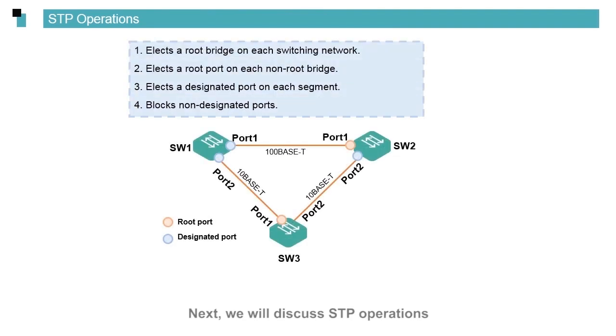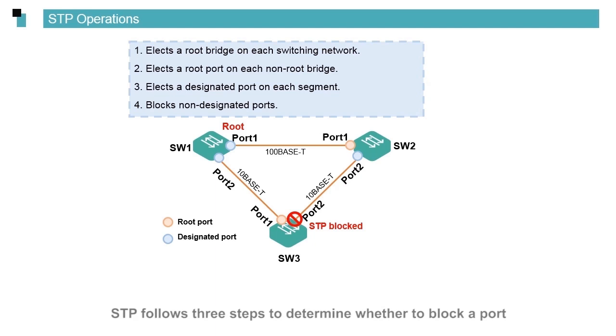Next, we will discuss STP operations. STP can block a specific port or multiple ports. STP follows 3 steps to determine whether to block a port. STP selects a root bridge, which is a root switch for an entire switching network. Follow-up computation is performed based on this root bridge.